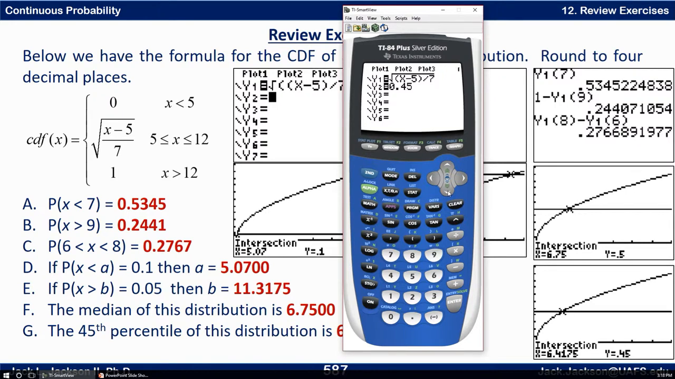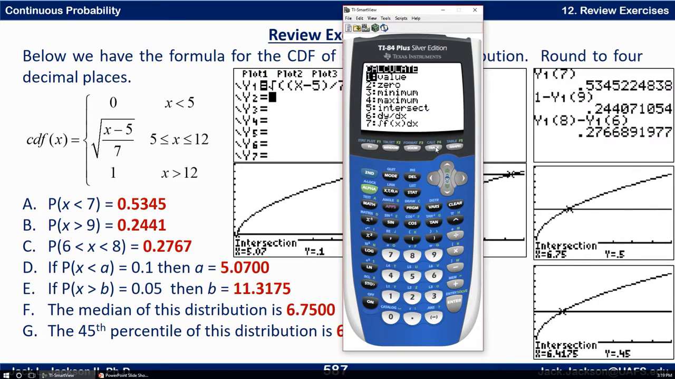The 45th percentile, that would be 0.45 here. If it said the first quartile, that would be 0.25. If it said the third quartile, that would be 0.75. If it said the 7th decile, that would be 0.7. So either way you go, it's the probability to the left, or the proportion that's to the left.